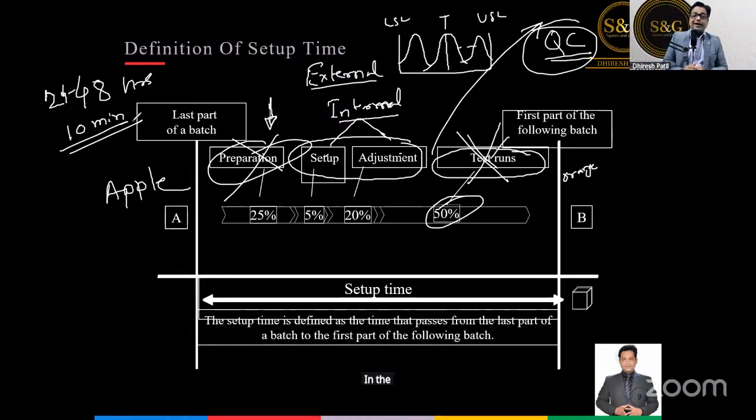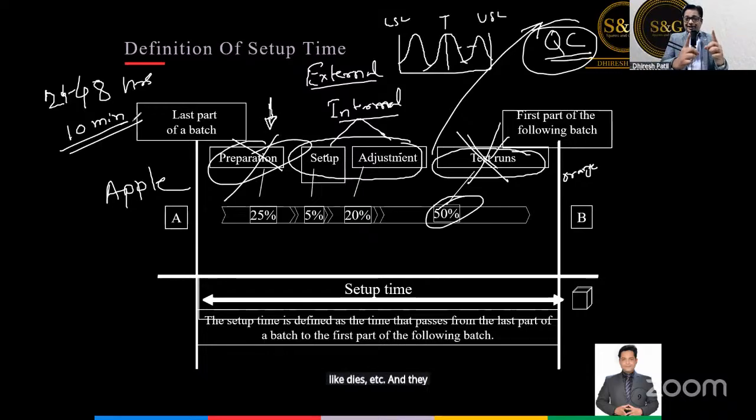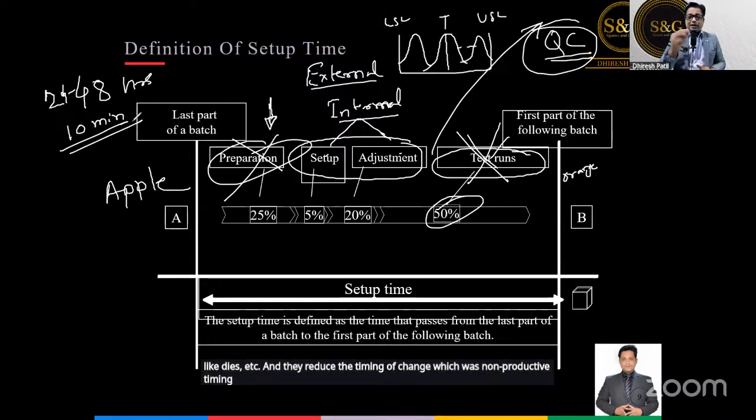In the automotive sector, in the older age, they used to have a huge machine. Even today also, they have huge machines like dies, etc. And they reduce the timing of changeover, which was non-productive timing, up to 10 minutes, just by using this SMED technique called setup time reduction. Are you clear with this technique? Say yes in the chat box.